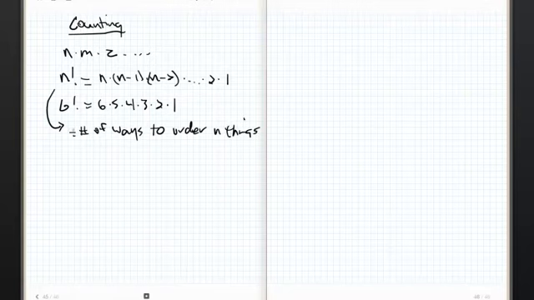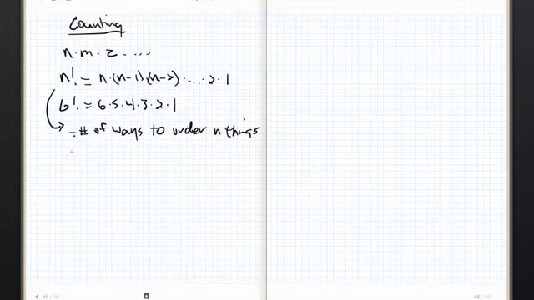Let's say, let's keep it simple. There are 5 people in my class, and I want to line them up against the wall. So I'm going to order them so that I can shoot them. I'm just kidding. I'd sneak up on you from behind. Anyway.